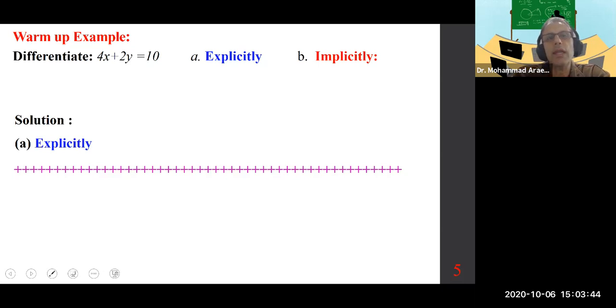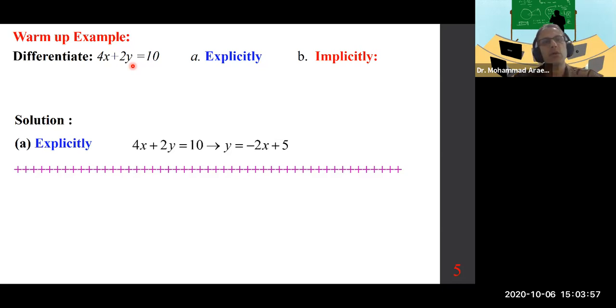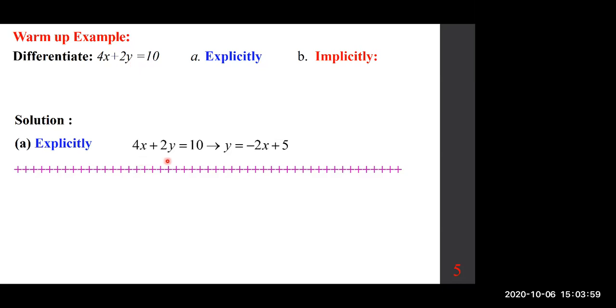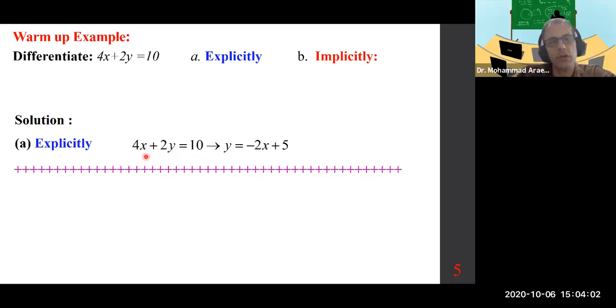So let's start with 4x plus 2y equals 10. If we want to go with the explicit method, the very first thing we need to do is to solve for y, which means we move the 4x and we divide by 2. Okay, so I'm assuming everybody understands what happens. We move the 4x and we divide by 2. When you move the 4x, you get negative 4x. So this is the right side. If you divide it by 2, it becomes negative 2x plus 5.